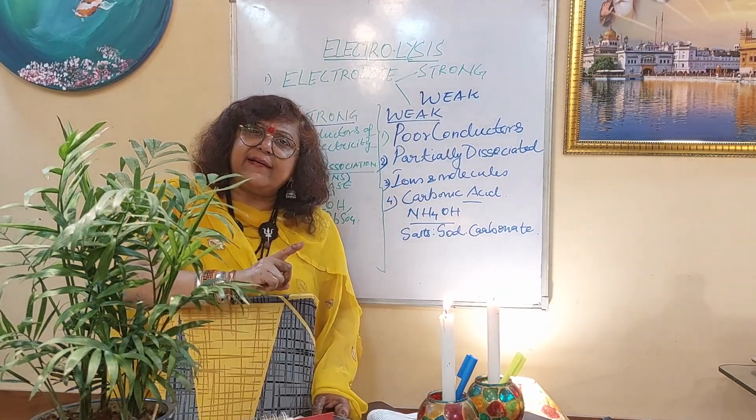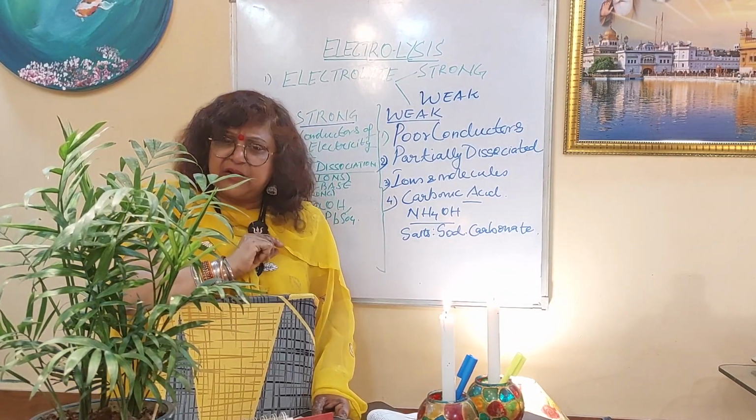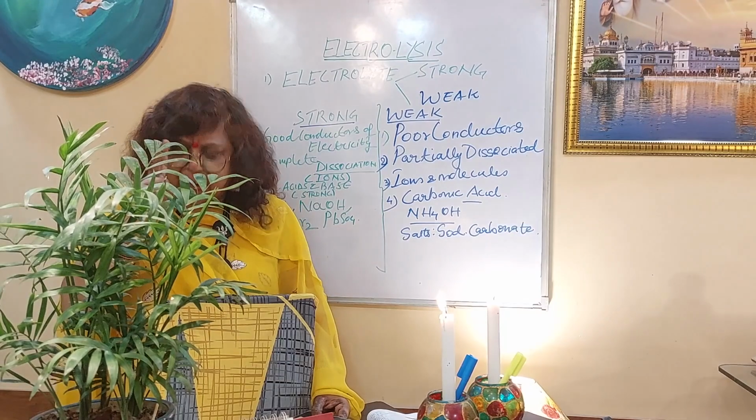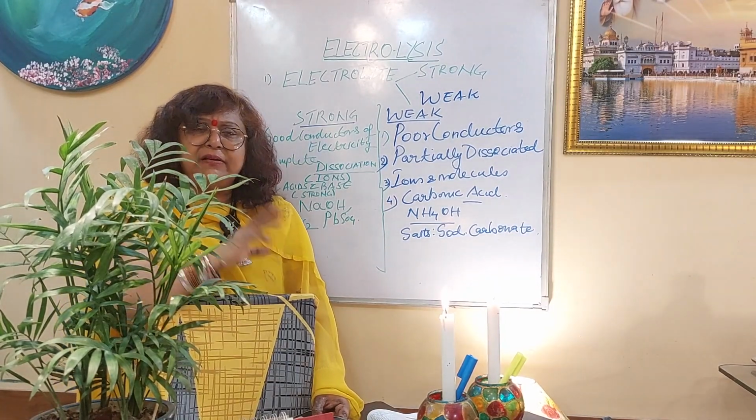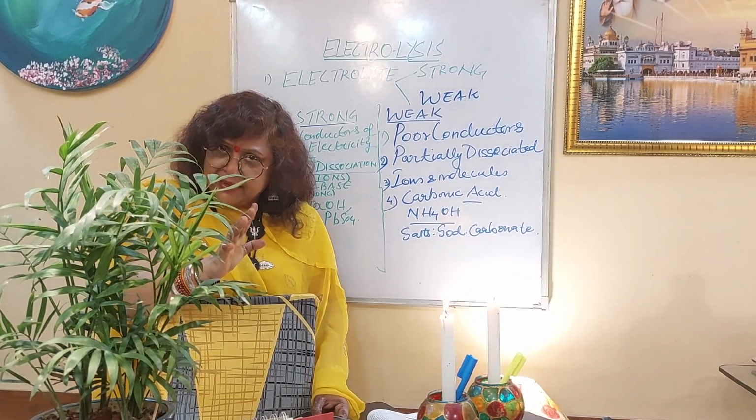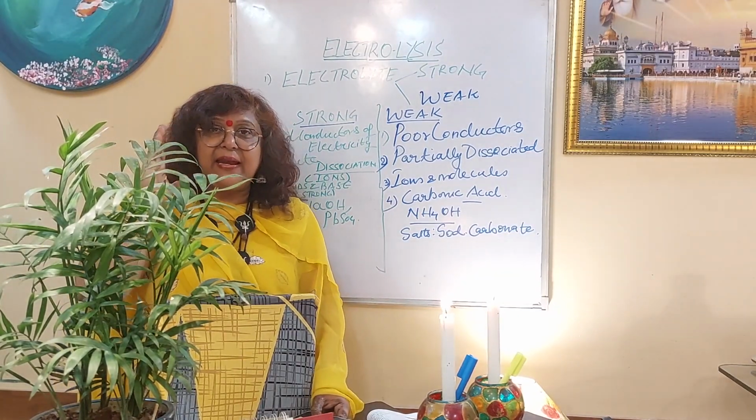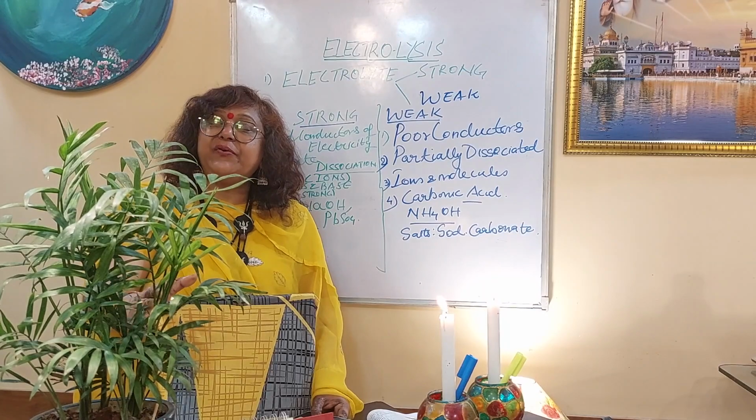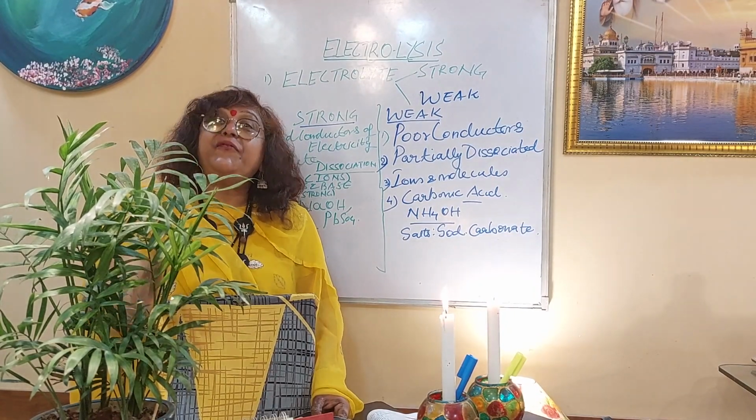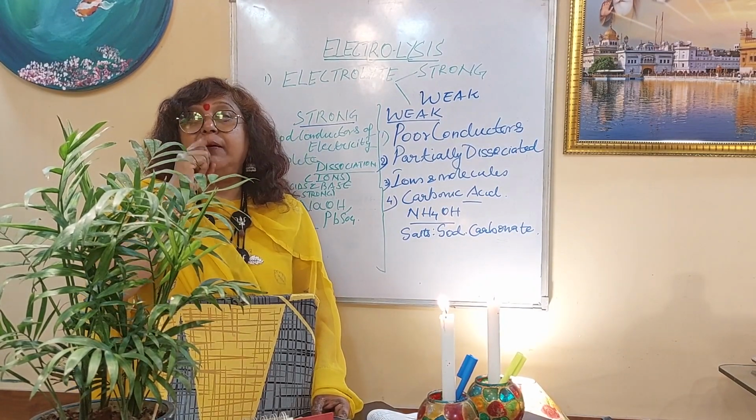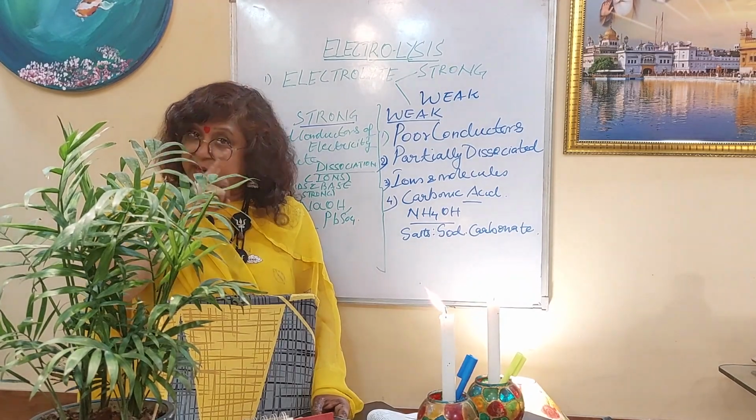Now these conductors, under this lesson, electrolysis, are of two types. There are two types of conductors which you should know. One is metallic conductors and another one is electrolytic conductors. Metallic and electrolytic. And the next question is here: give the difference between the metallic conductors and electrolytic conductors.